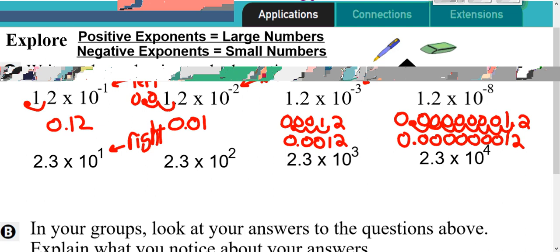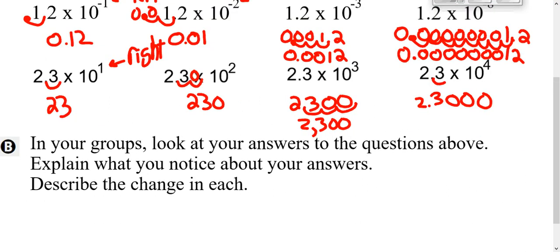So the first one is 23, you move it 1 place to the right. Second one is 230, you move it 2 places to the right. Next one is 2,300, you move it 3 places to the right. And this one right here is 2.3, and then I put some zeros in, and it's 1, 2, 3, 4.